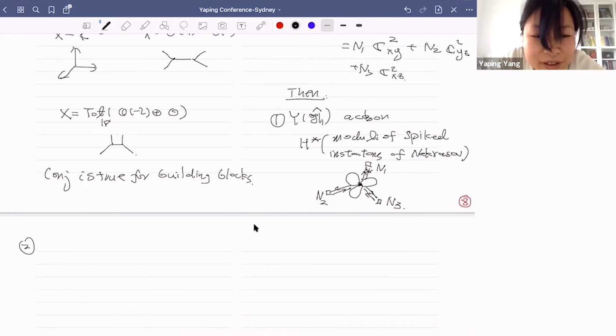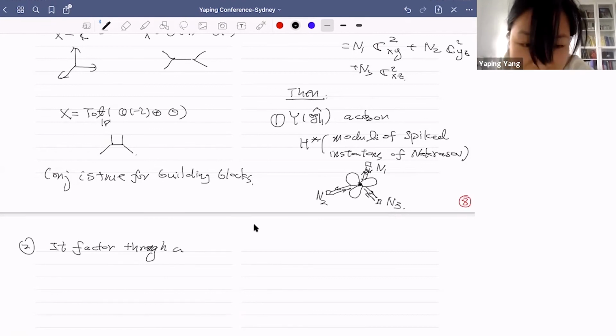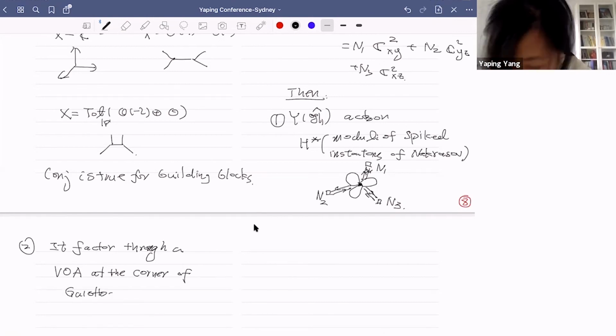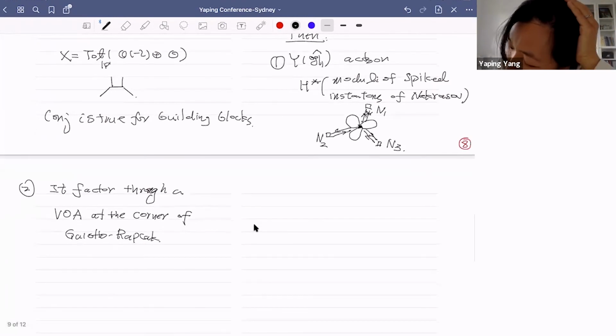And in this example, this action factors through a VOA. So this VOA is the so-called VOA at the corner, defined by Rapcak and Gaiotto. Maybe you're not familiar with this VOA, so let me give you some special cases.